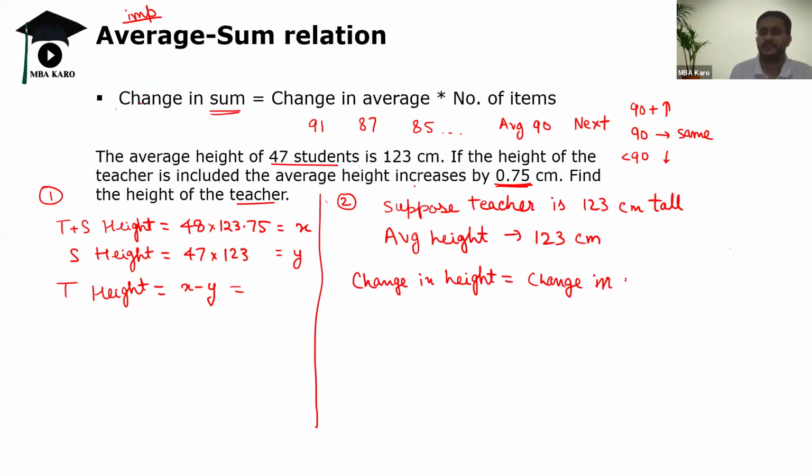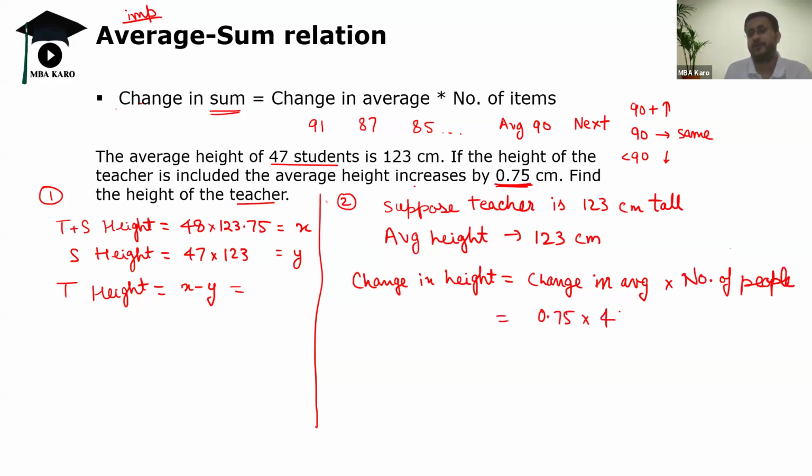Since it is increasing, we will add. If it was decreasing, we would have subtracted into number of people. So this is our expression that becomes... Now what is change in height? Sorry, we need to find this. Change in average is 0.75.